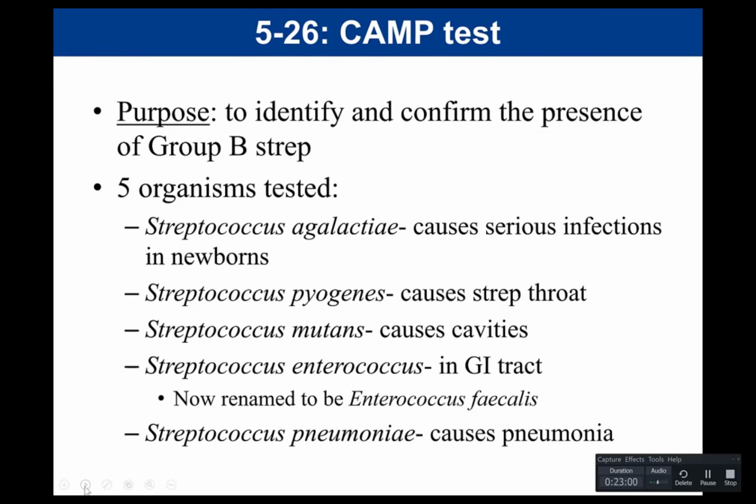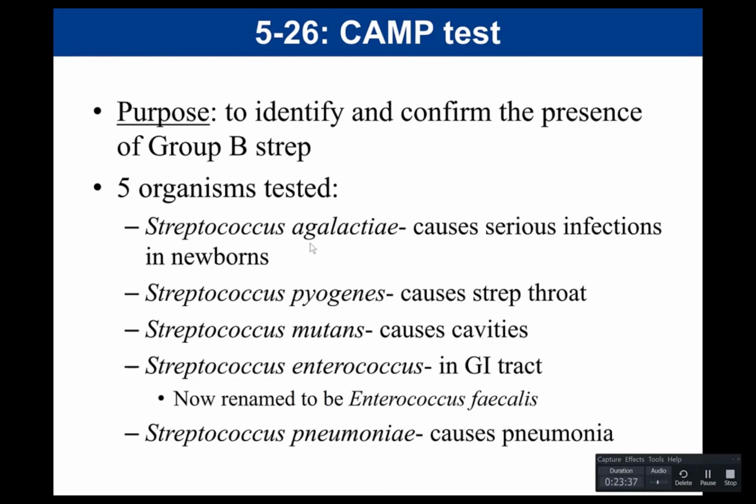We also talked about, and these all go together, the CAMP test. The CAMP test was done in conjunction with this, and its purpose was to identify and confirm the presence of group B strep, specifically Strep agalactiae. It's important to know if you're a carrier. There's a question in your question set about a beta hemolytic strep, and why it's important to know if you are a carrier.